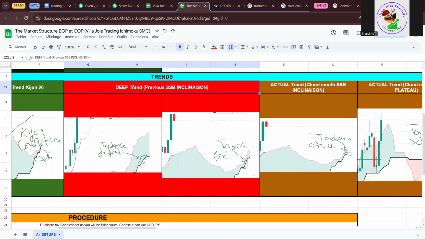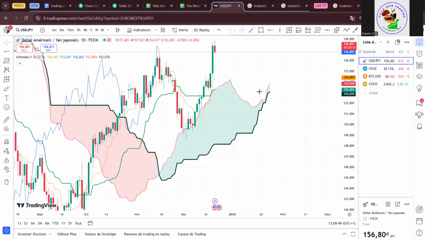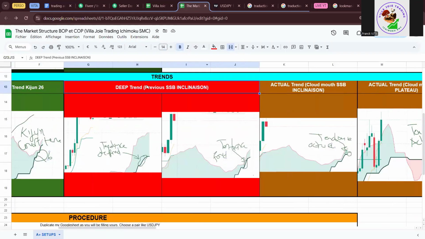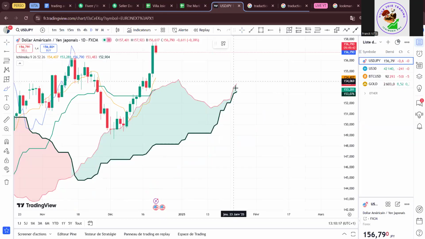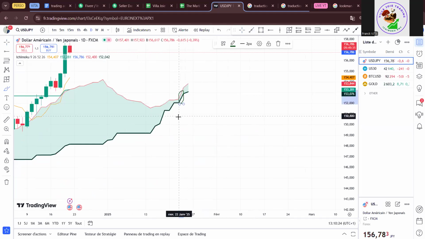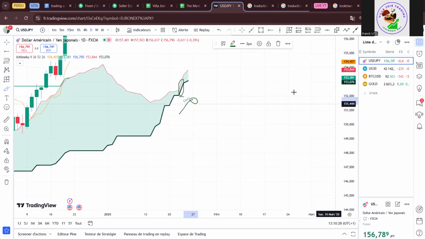So now let us look at deep trend, the difference between deep trend. What is the deep trend, right? Now the deep trend is just the last inclination. As I said, previous SSB last inclination. For example, this is SSB, right? So here is the deep trend. Yeah, this deep trend is to the upside because it is inclined to the upside. So the deep trend of this one is to the upside, right?